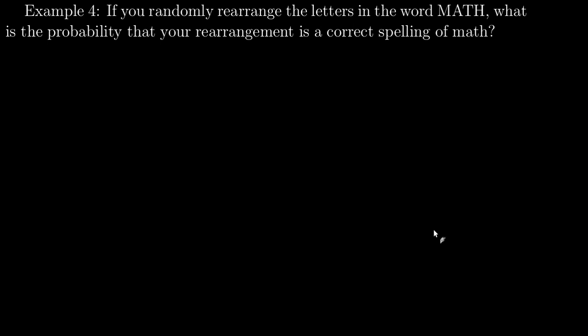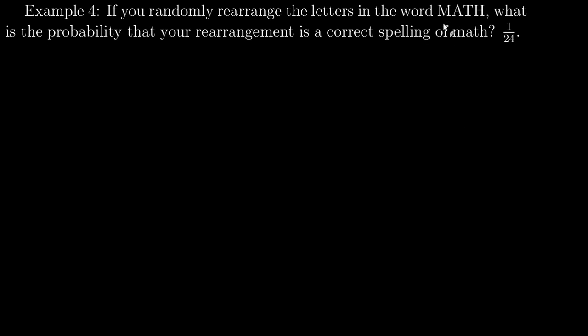Example 4. If you randomly arrange the letters in the word math, what is the probability that your rearrangement is a correct spelling of math? Pause the video, try to solve it. The probability is 1 out of 24.